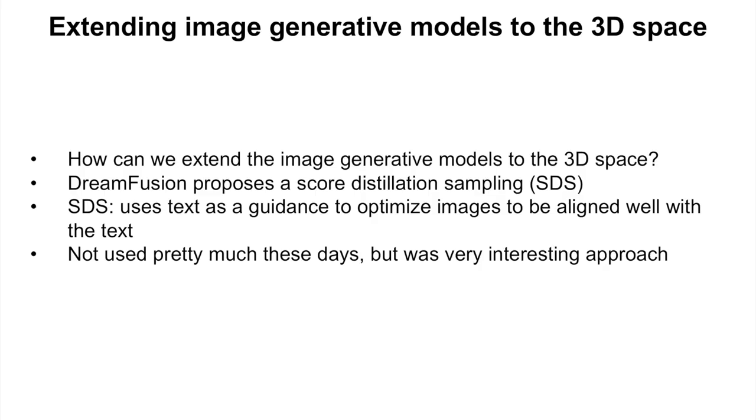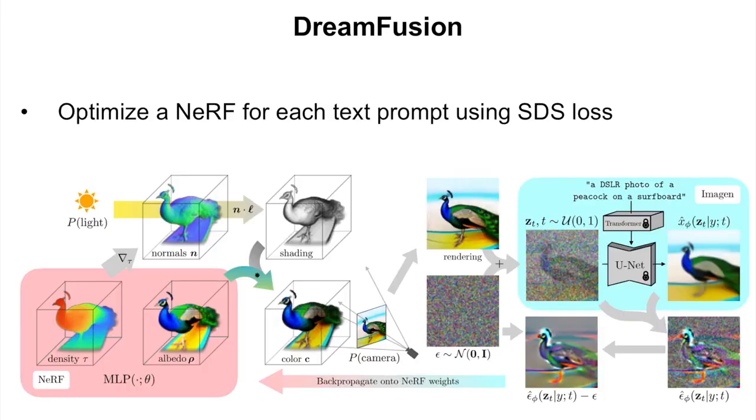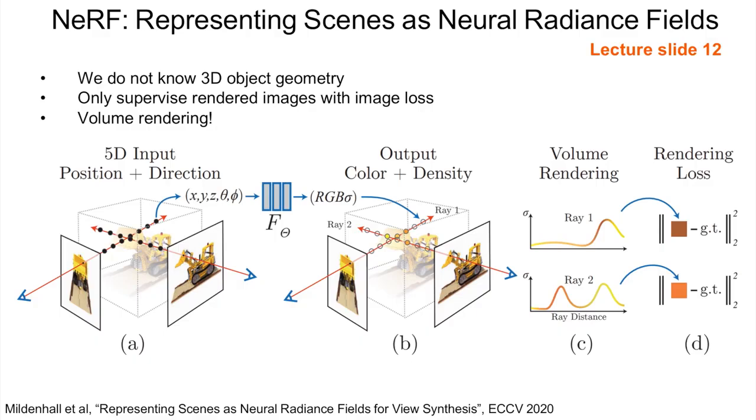But how can we extend the image generative model to 3D space? DreamFusion proposes score distillation sampling, in short SDS. SDS uses text as guidance to optimize images to be aligned well with the text. These days it is actually not used much, but it was a very interesting approach at that time. In one sentence, DreamFusion tries to optimize a NeRF for each text prompt using the SDS loss. We learned NeRF, but let's recap NeRF again.